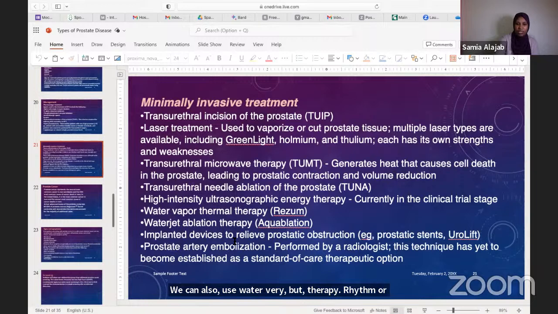For implanted devices to relieve prostatic obstruction, we can use a prostatic stent or UroLift. Another thing we can use is prostate artery embolization, performed by a radiologist. This technique has yet to become an established, standard of care therapeutic option.